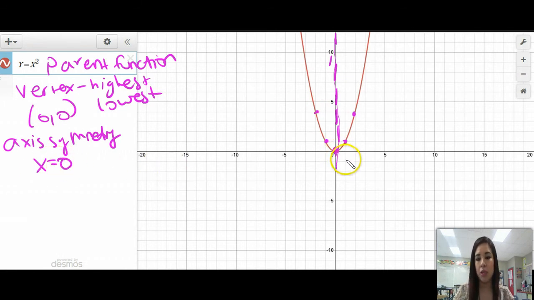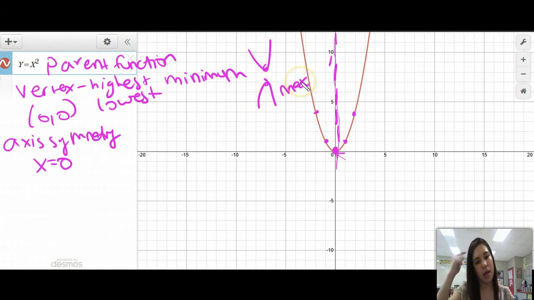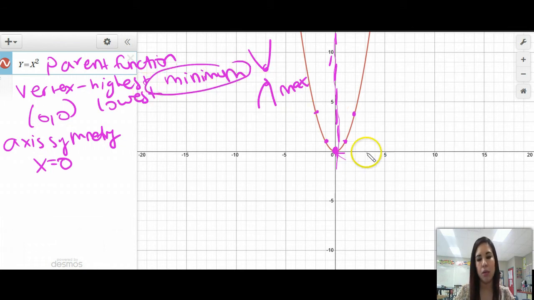Then we need to determine if this vertex is either a maximum or a minimum. If it's upward, it's going to be the bottom point, so it's going to be called a minimum, because it's at the bottom. A maximum would look like this. So you could add that to your vocabulary words. But in this one, we have a minimum vertex. Then, which way is it facing? It's facing upwards. Downwards would look like this.